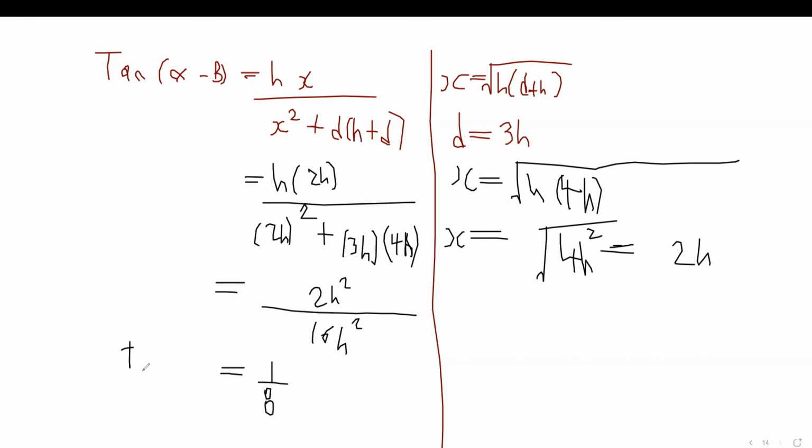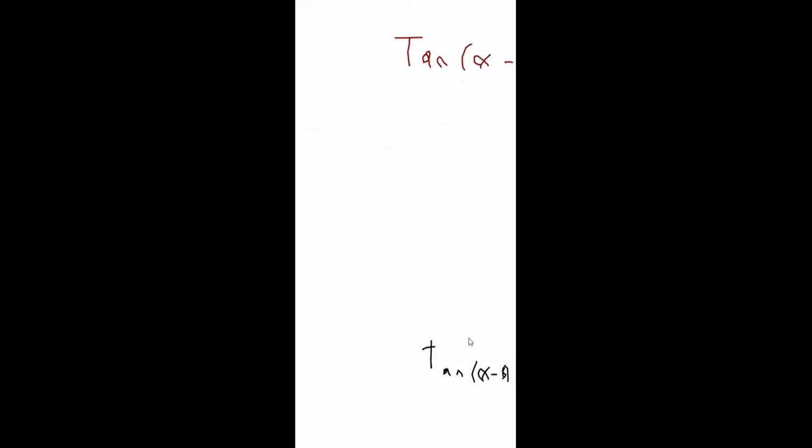So now to find the viewing angle, we take tan inverse. All right, that's going to give us the answer. So that means that the viewing angle from the painting, alpha minus beta, is tan inverse of 1/8. Ooh, tan inverse 1/8. What's tan inverse 1/8? Let's put it in the calculator. All right, tan inverse 1/8.